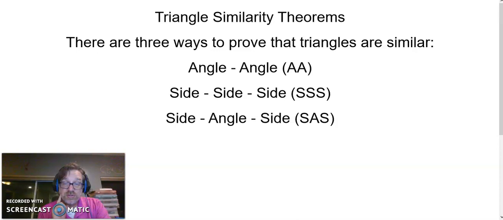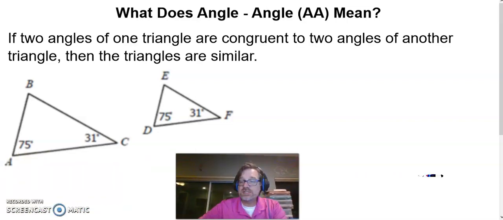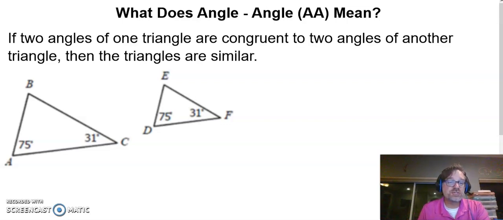So the 3 similarity theorems we're going to look at are angle, angle, we call it AA, side, side, side, SSS, and side, angle, side, SAS. AA means that 2 angles of one triangle are going to be congruent to 2 angles of another triangle. So if we have 2 angles that are congruent, we know the triangles are similar. So what I see here is angle A is congruent to angle D, and I know angle C is congruent to angle E.